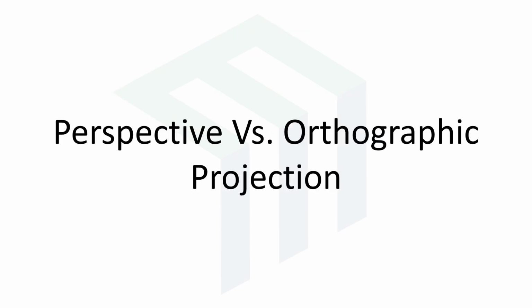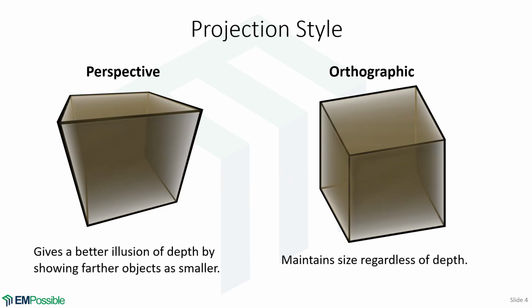Perspective versus orthographic projection. You will have at least two options for the projection style of your graphics. The first is perspective, and this tries to make it the most realistic, like what your eye would see. So we're looking at a cube. Even though the cube has equal dimensions on all sides, the farthest side looks the smallest and the closest side looks the biggest. And then for orthographic, now all the dimensions are the same.